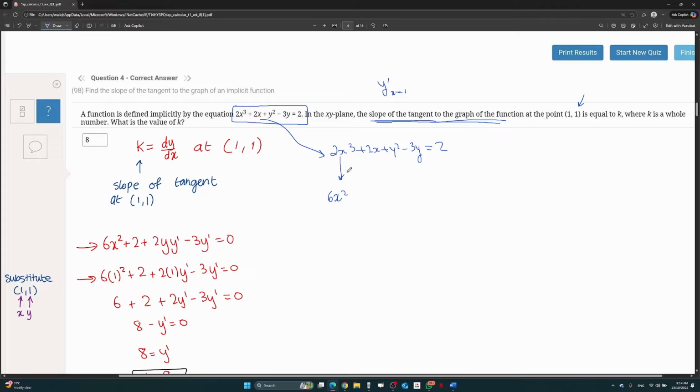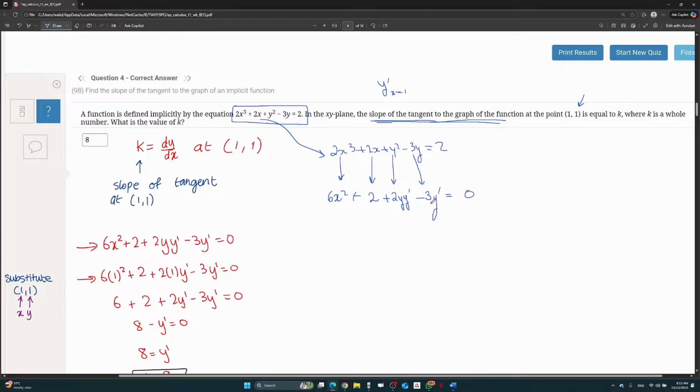Only for y. Okay, plus, what's the derivative of 2x? It's 2. What's the derivative of y squared? We agreed on this. It's 2y times y prime. Minus 3y, so that means minus 3 times the derivative of y, y prime. Now, what's the derivative of the right side? 0. Perfect.